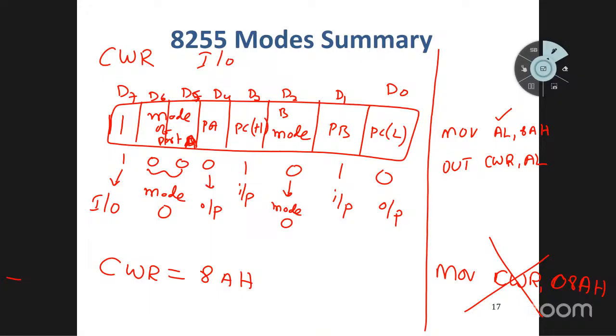This is the 8-bit accumulator. CWR is the 8-bit register. So you can use only AL. The data you want to send, you place in the AL and send the AL to the port.